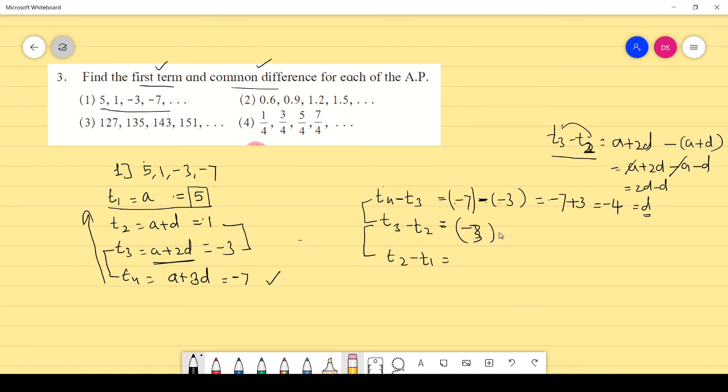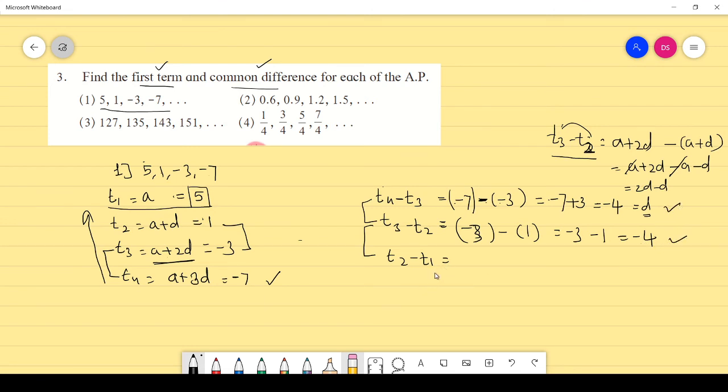T3 is minus 3. What is T2? T2 is a plus 1. So minus 3 will remain as it is. Minus into plus, minus 1. Minus 3 minus 1? Yes, minus 4. Now from these two terms, we got the common difference is minus 4.